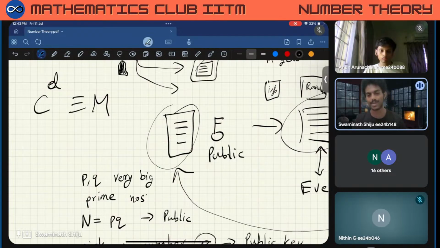So the same numbers that start with 1, 2, 3 is the reason your internet is secure today. That's the end of the session.